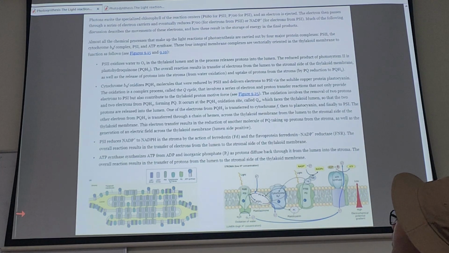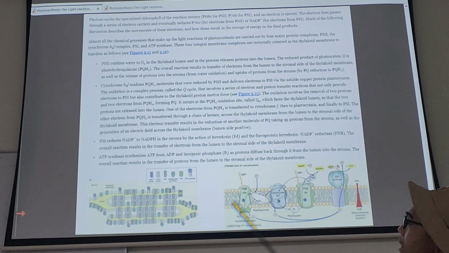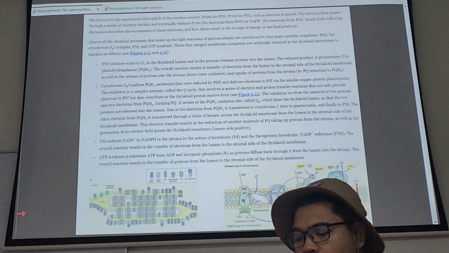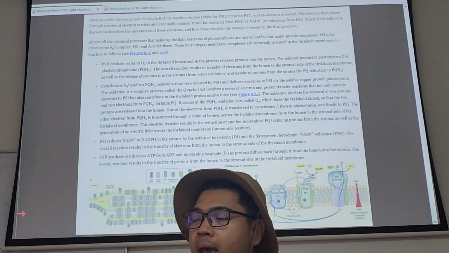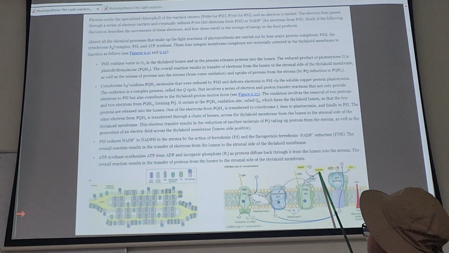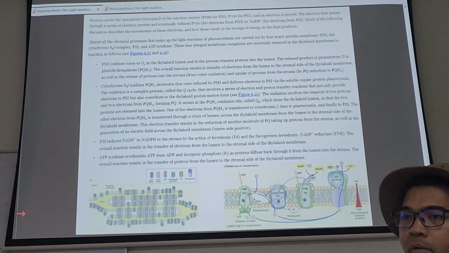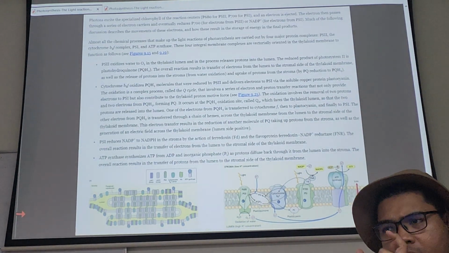So that's how you get ATP, right? But you will see later that in photosynthesis, between ATP and NADPH, you actually need more ATP. Okay, so what's the difference between these two?